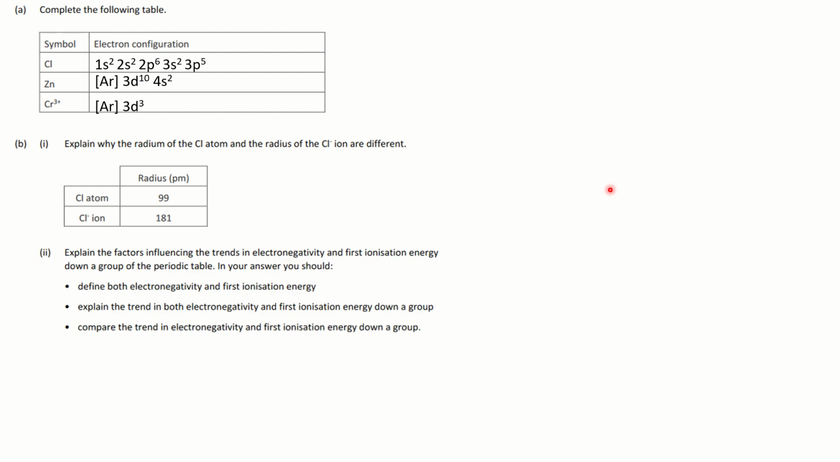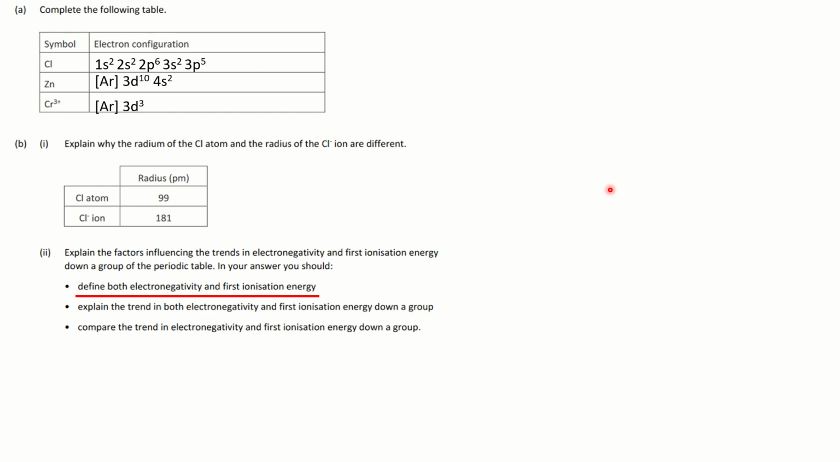Okay, last one. Explain the factors influencing the trends in electronegativity and first ionization energy down a group of the periodic table, group being a column. In your answer, you should define both electronegativity and first ionization energy, explain the trend in both electronegativity and first ionization energy down a group, and compare the trend in electronegativity and first ionization energy down a group. So that seems like a lot, but it actually tells you how to answer the question. If you do nothing more than just walk down the bullet points, you can't go too far wrong.